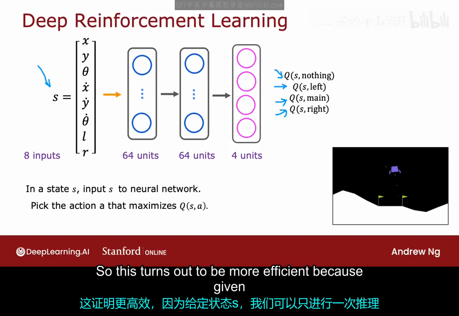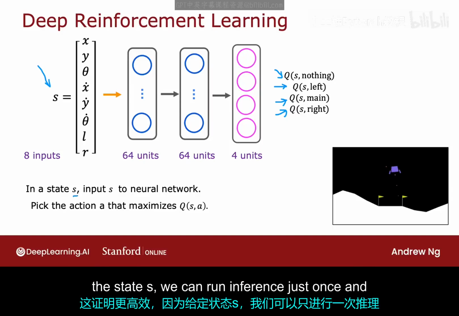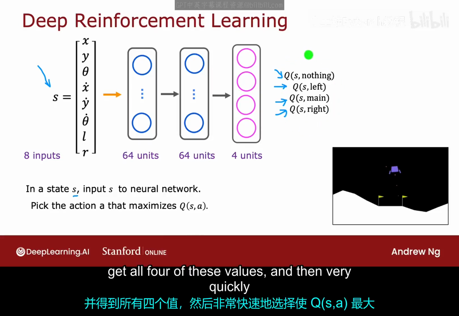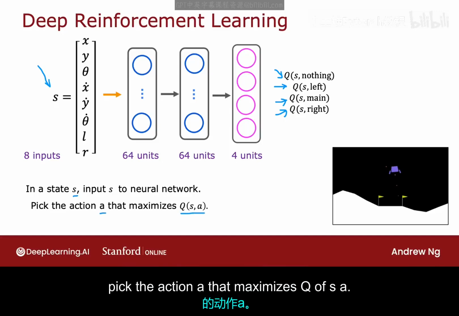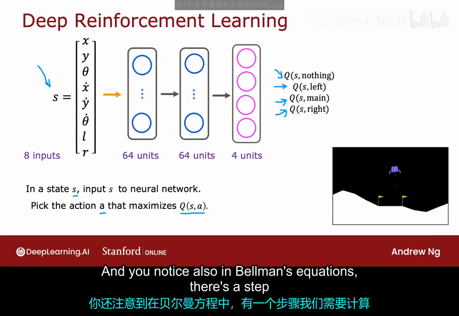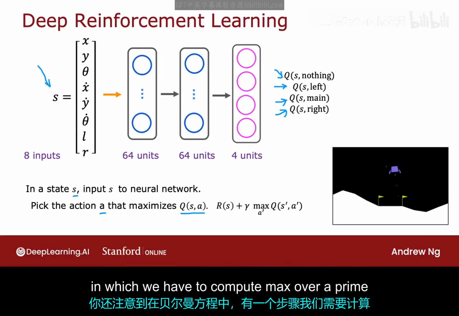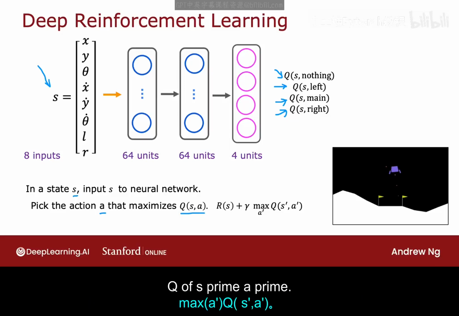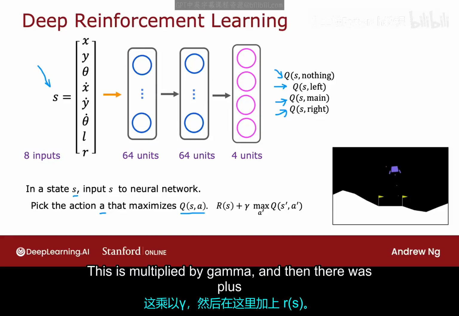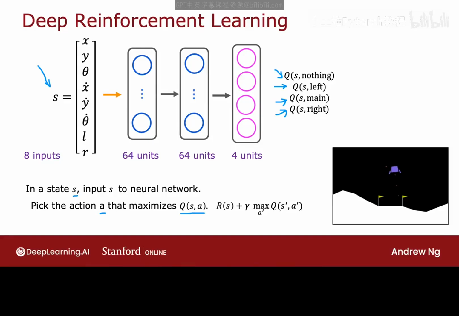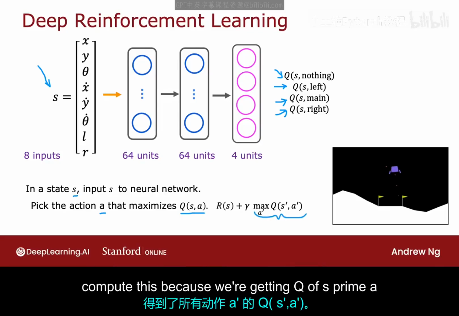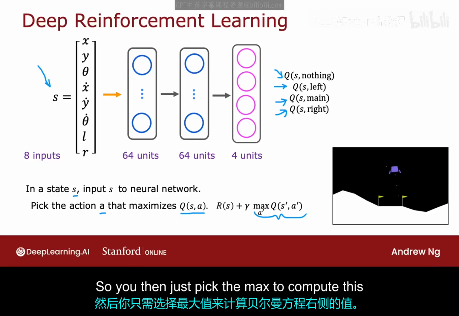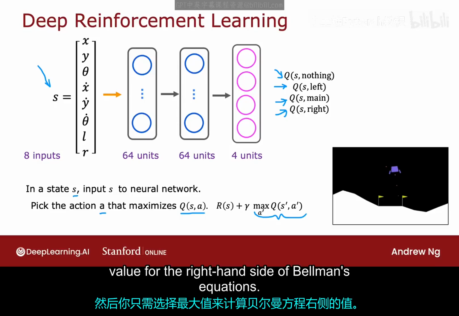So this turns out to be more efficient because given a state S, we can run inference just once and get all 4 of these values and then very quickly pick the action A that maximizes Q of S, A. And you notice also in Bellman's equations, there's a step in which we have to compute max over A prime of Q of S prime, A prime. This is multiplied by gamma, and then there was plus R of S up here. This neural network also makes it much more efficient to compute this because we're getting Q of S prime, A prime for all actions A prime at the same time. So you then just pick the max to compute this value for the right-hand side of Bellman's equations.